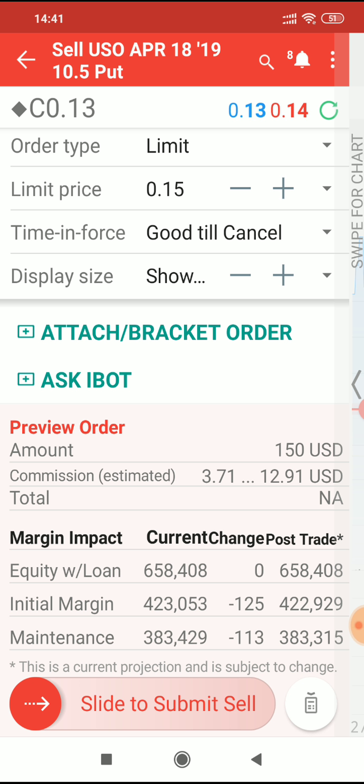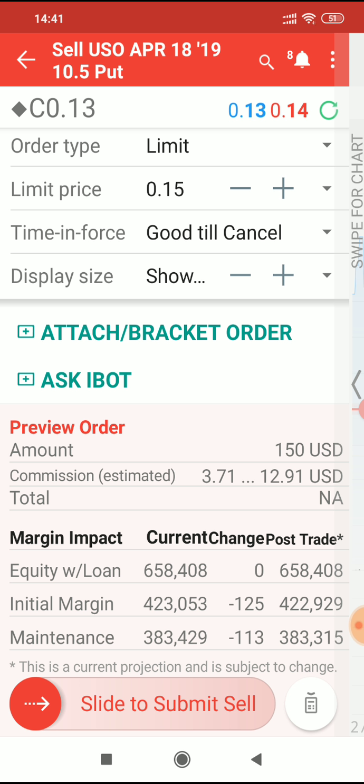So collecting $150 US, what that means is that as long as USO stays above the 10.5 strike price by the April the 18th expiration, I just get to keep all of that $150 US and I have no obligations. If the price of USO falls below $10.5, then I'm obliged to buy 100 shares per contract at my strike price of $10.5. So I've got to have the cash in my account to be able to pay for that. That's the obligation I'm taking on.